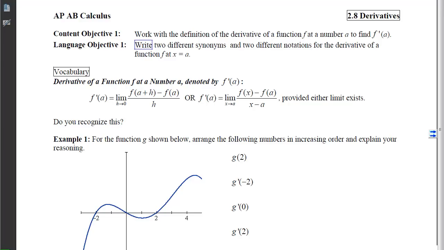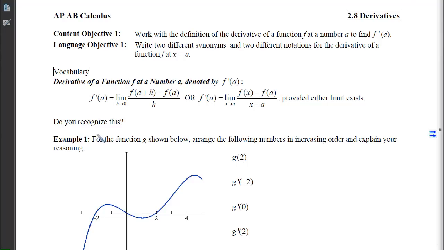So first, we will notice that this content objective involves a new notation that we haven't seen before, and it also involves a new vocabulary term, the derivative and this f prime of a. So if we read this vocabulary, it says the derivative of a function f at a number a, denoted by this notation, is either the limit as h approaches 0 of f of a plus h minus f of a over h, or it can be the limit as x approaches a of f of x minus f of a over x minus a, provided either of those limits exist.